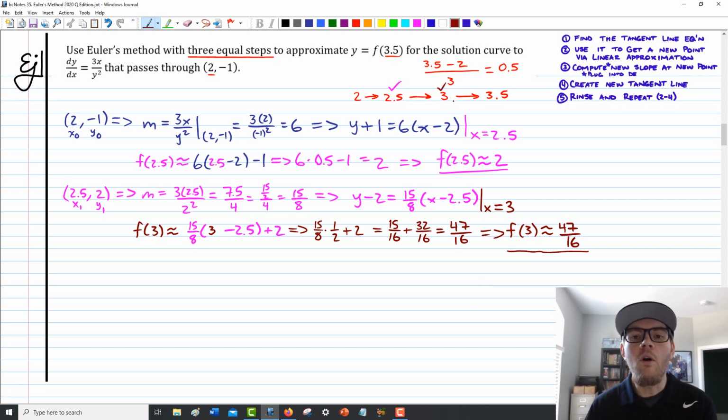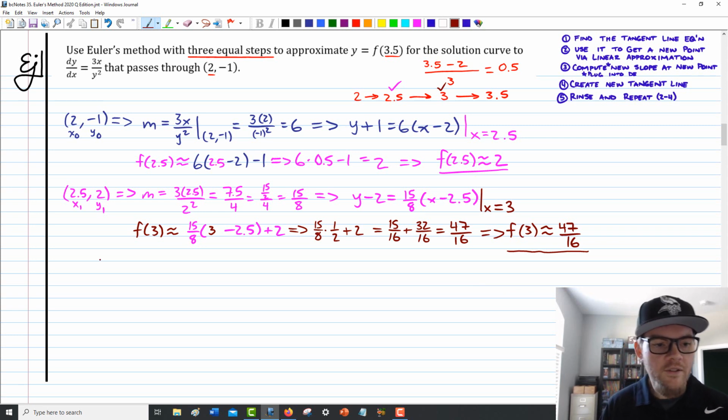Granted, we need to do one more, so we've got one final step for us to attack. So with this final step, our ordered pair, our new x and y values, are going to be 3 and the ever lovely 47 over 16. That's going to be x sub 2 and y sub 2. From here, we'll calculate a new slope, and this is kind of where the problem begins. Our slope is going to be 3 times 3, I like that part, divided by 47 over 16 squared.